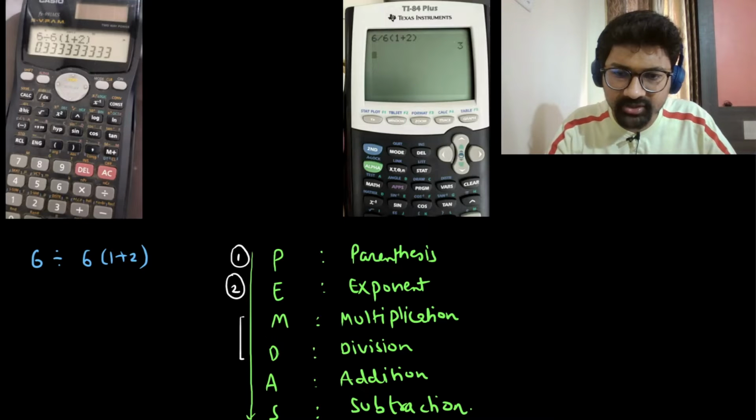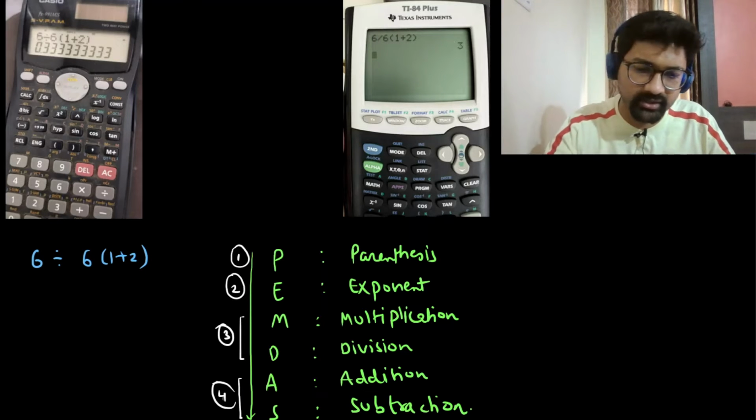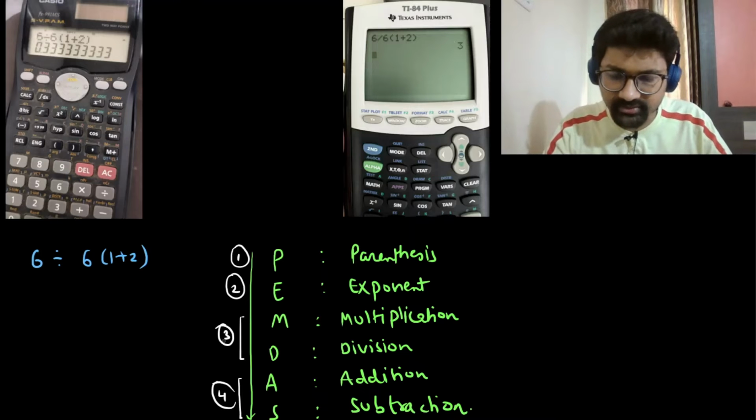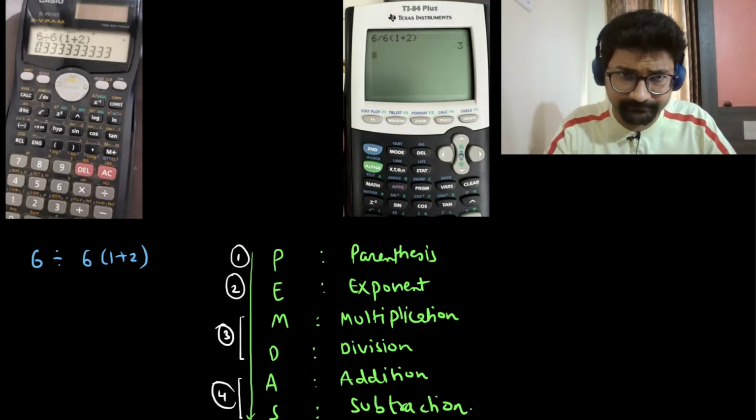For division and multiplication, we do have some interesting rules. I'm going to mark them together as 3. And addition and subtraction are on the same priority, so I'm going to mark them as 4 over here. Now, this one has parentheses in it.